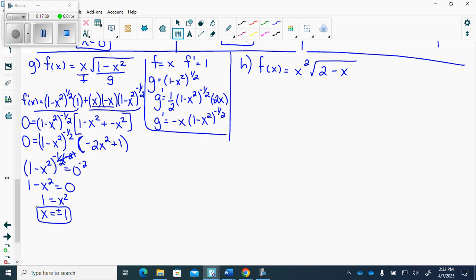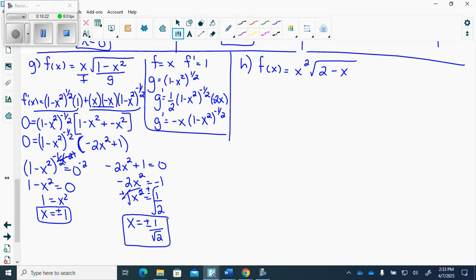Because the graph ends at 1 and negative 1, right? Because of our domain. And then here, we have negative 2x squared plus 1 equals 0. Negative 2x squared equals negative 1. X squared equals a half. And then we take the square root, and we get plus or minus in front. Now remember, you were taught in grade 10 that you can split a radical up if one of them is a perfect square, so that you don't have a radical over the whole thing. So you could go x equals plus or minus root 1, which is 1 over root 2. And welcome to calculus, because you don't need to rationalize. So these are the critical numbers. These are the endpoints.